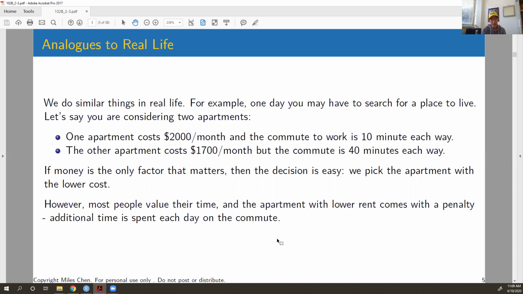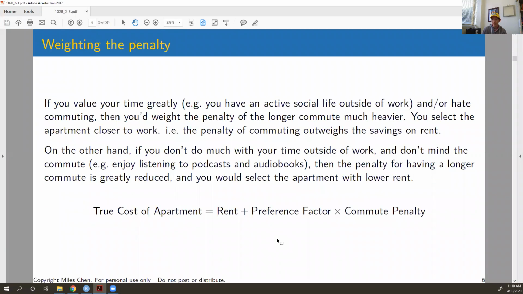So you're going to spend an extra hour commuting a day, right? If money is the only thing, if money is the most important thing here, then making your decision is easy. All you have to do is pick the apartment with the lowest cost. But most people value their time, and the apartment with lower rent comes with a penalty, meaning you have to spend additional time on the commute.